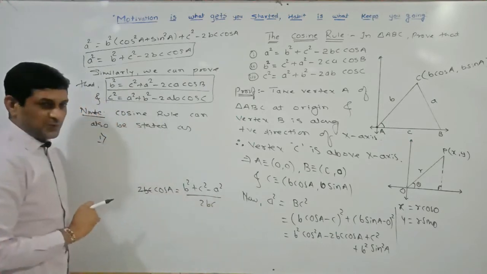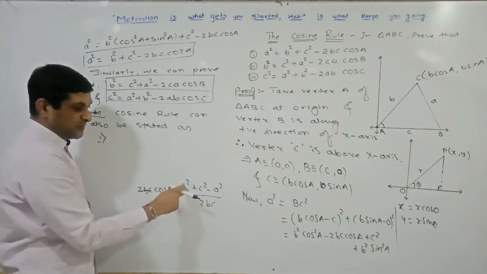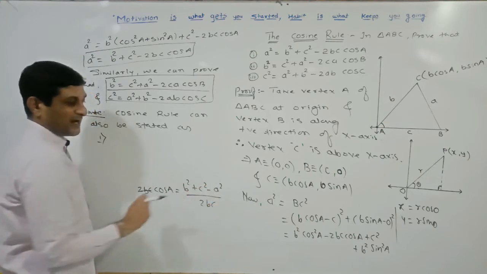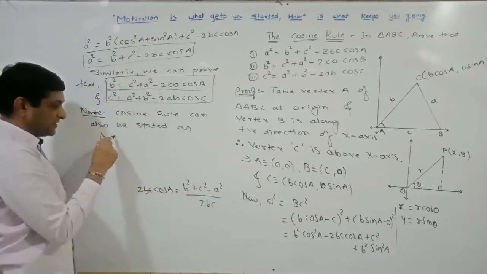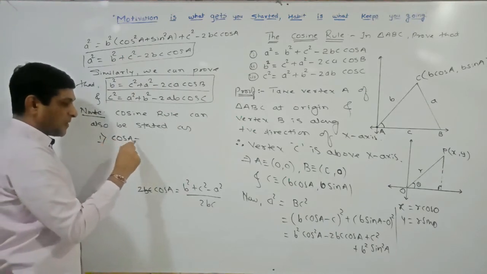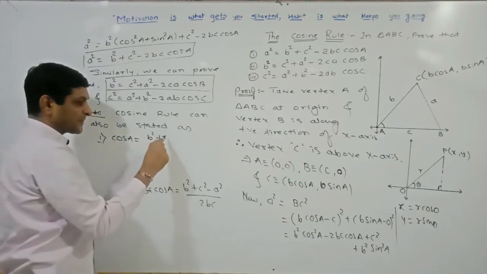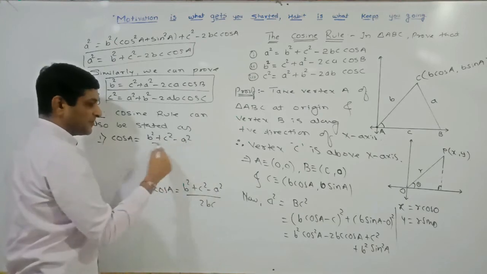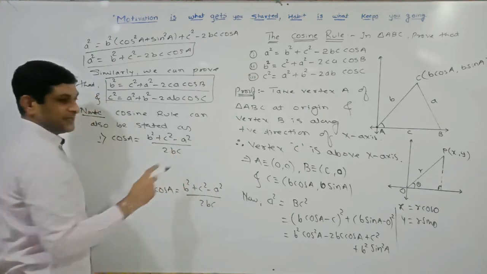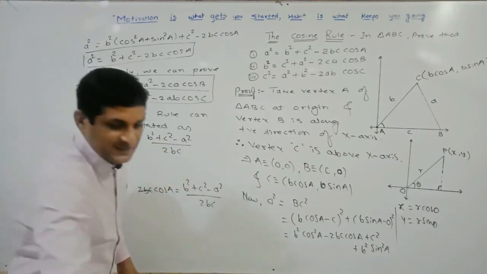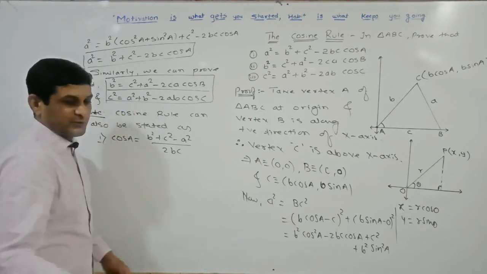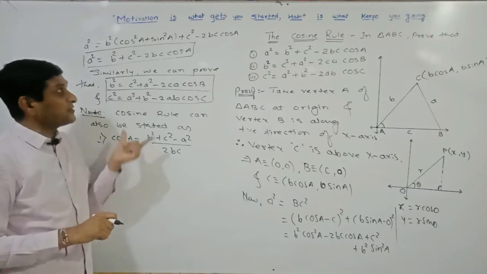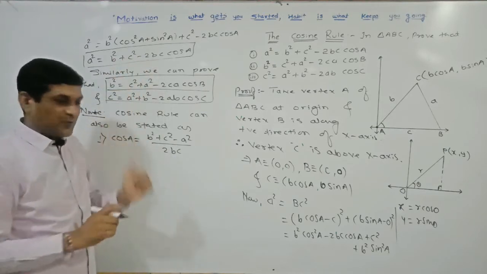What result have we got here? cos A is equal to (b square plus c square minus a square) upon 2bc. Simplifying this expression, we get this result. So using this method we are able to state the cosine rule. Cosine rule can be stated in this form also.